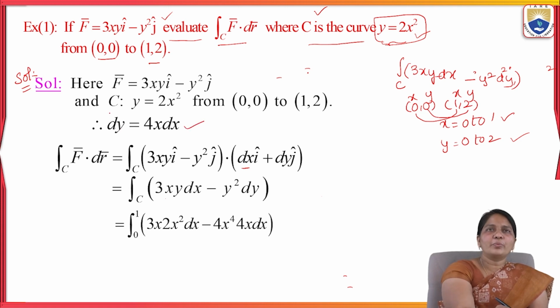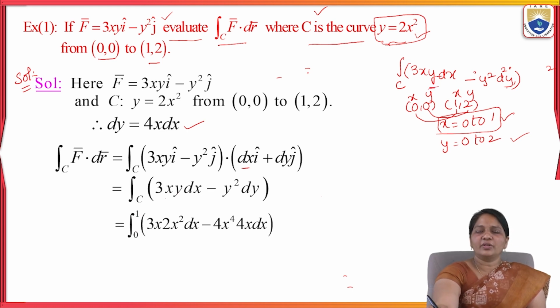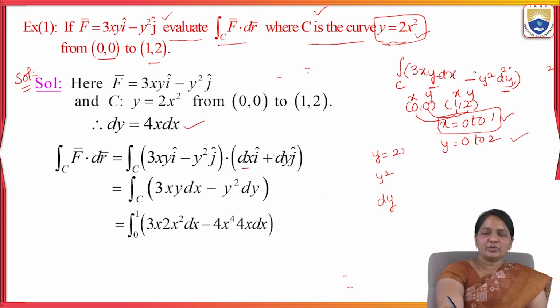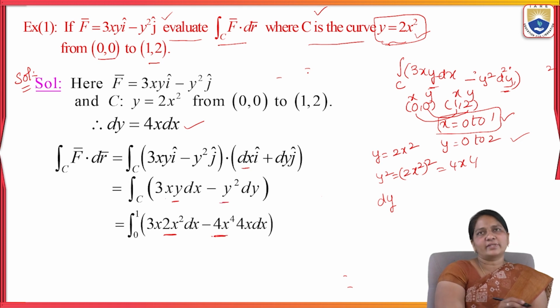Now I am going to convert dy into dx, which means I need the x limits, so I am writing 0 to 1. In place of y, y square and dy, I need to replace the values in terms of x. y equals 2x square, so in place of y I wrote 2x square. y square is 2x square whole square, which is 4x power 4. Now dy I have already calculated as 4x dx, so in place of dy I wrote 4x dx. Now I have the limits for x, 0 to 1.